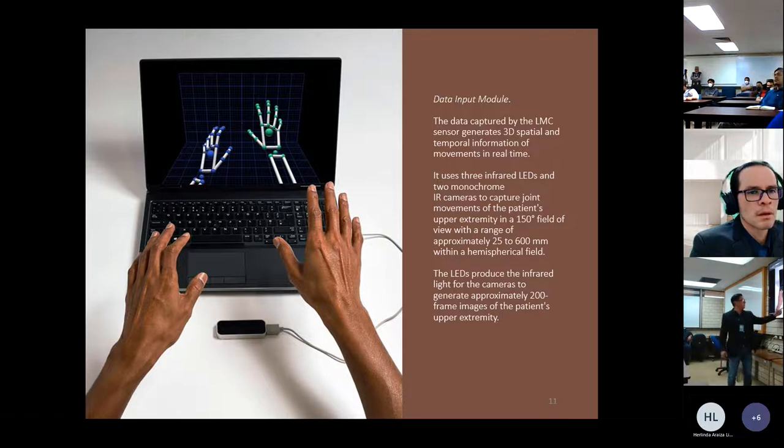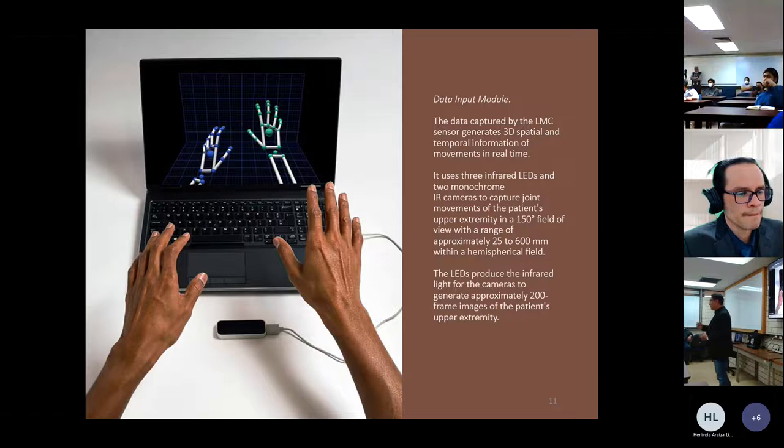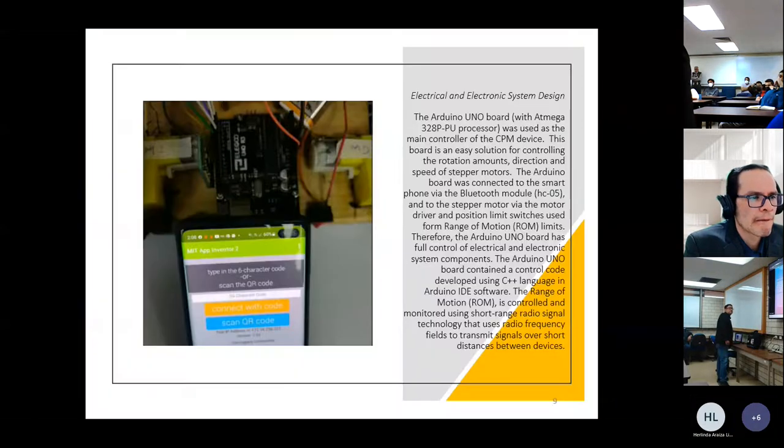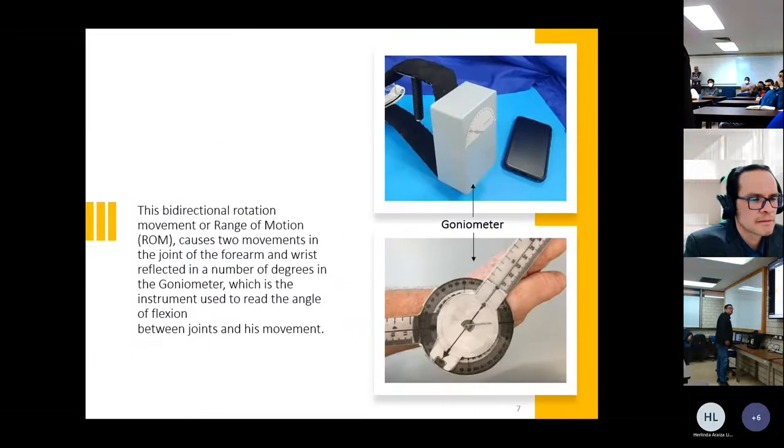This is a motion. This motion device registers the movement of the hands. What is the purpose of this system? It is to sense or record the movement of the hand. Our objective is to record the angles, the movement angles. For example, this one.